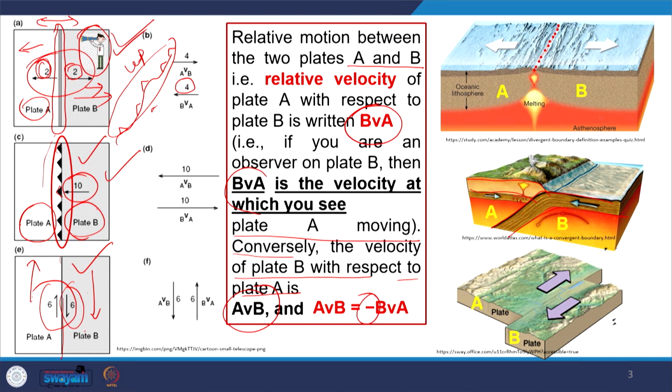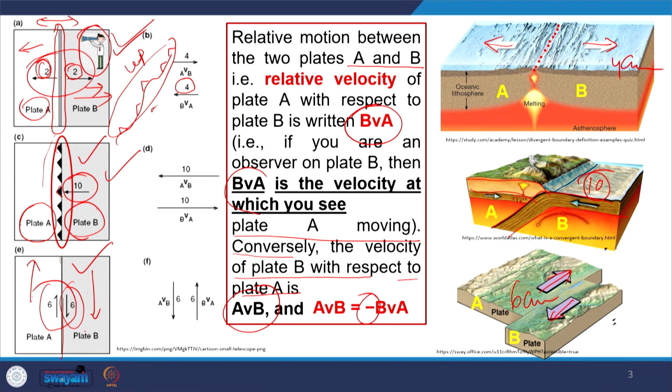Now, in this block diagram, plates A and B are moving away from each other, and that relative velocity is 4 centimeter per year, and here plate A is overriding plate B and the relative velocity is 10 centimeter per year, and here plates A and B slide past each other with a relative velocity of 6 centimeter per year.